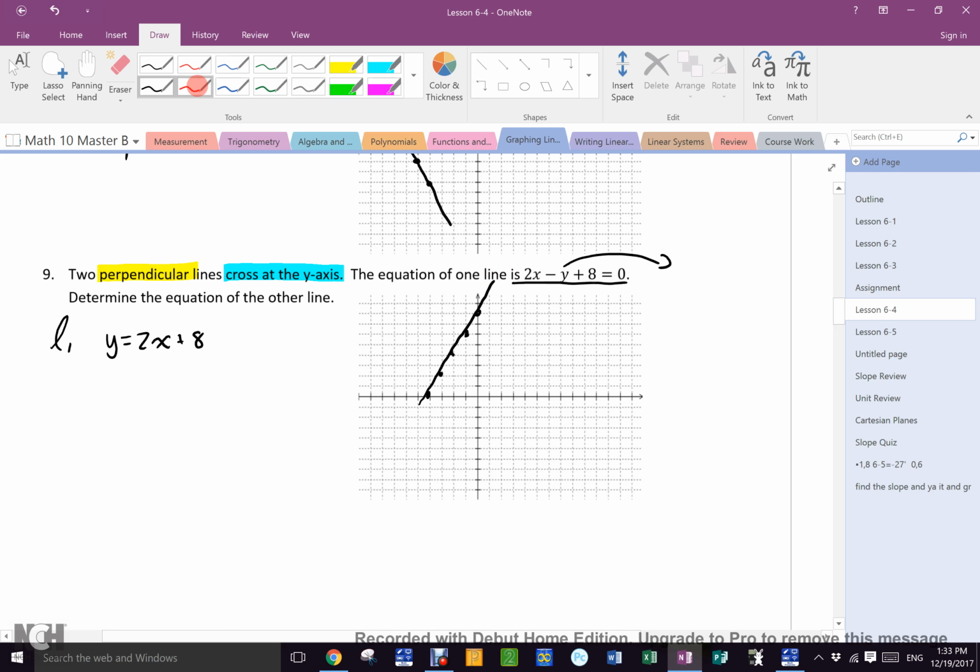Okay, now what do we know about line 2? We know some stuff about it. Do we know the slope of line 2? It has to be perpendicular. Negative 1 over 2. The slope of line 2.